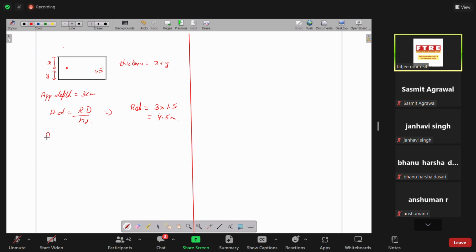Similarly for the other side, the apparent depth is given to be how much? 1 centimeter. So the real depth will be 1 into 1.5, that is 1.5. So the thickness will be 4.5 plus 1.5, that is 6. Thickness will be 6 centimeter. Clear this question?